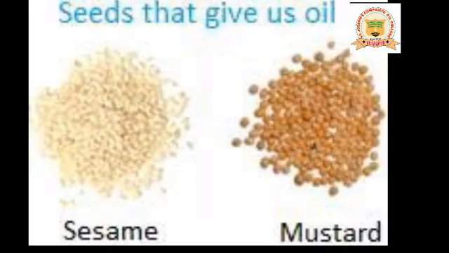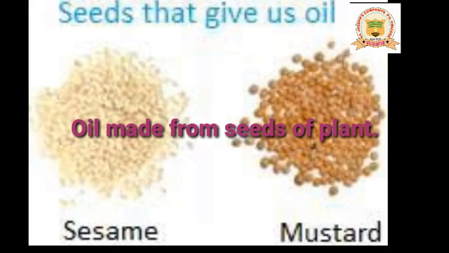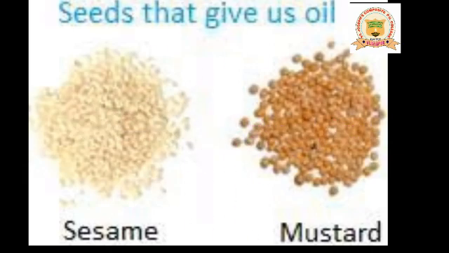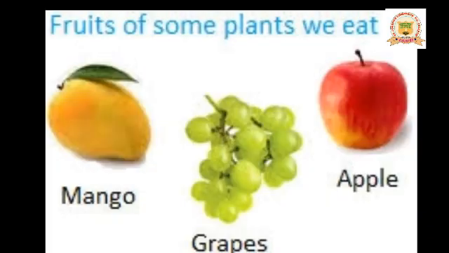Now the next one is that some plant seeds give us oil, and that oil is used in the preparation of different types of recipes. Seeds like sesame and mustard are used to make oil. Coconut is also used to make oil. That is coconut oil, children. Everyone knows coconut oil.